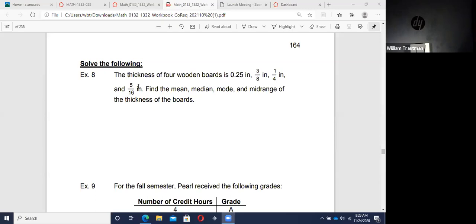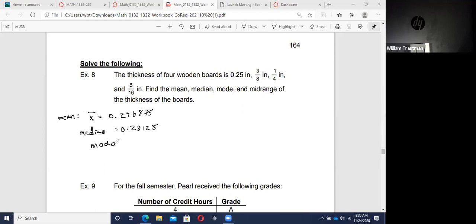So the average that I got was 0.296875. This is the mean. The median, if I scroll down to number 9, I get 0.28125.